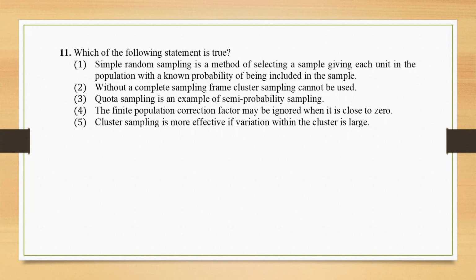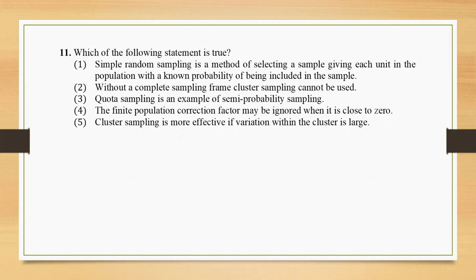So what is the 11th question? Which of the following statements is true? There are 5 statements. Among those 5 statements, we have to select the correct one. It means there are 4 statements which are incorrect. Let's consider the first statement. Simple random sampling is a method of selecting a sample giving each unit in the population a known probability of being included in the sample.